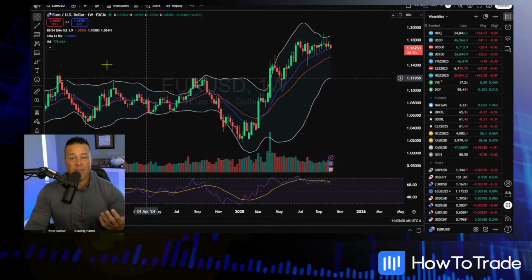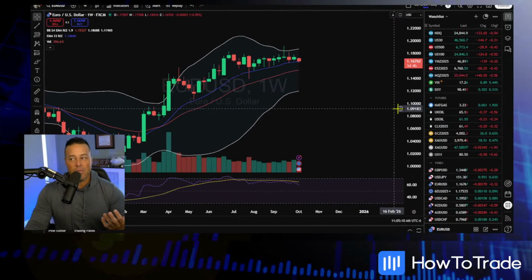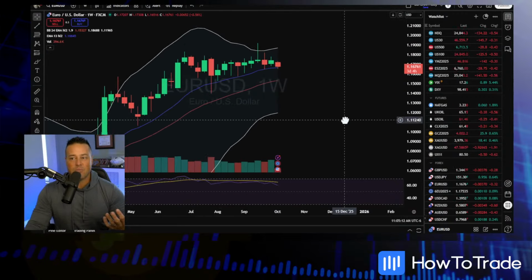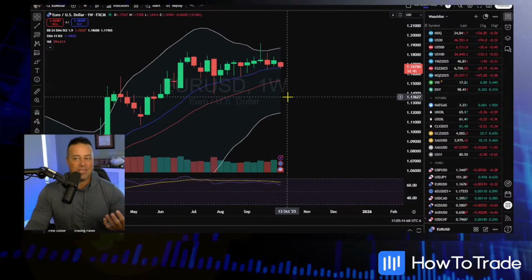Now, let's get rid of that. For an ascending triangle, there's a couple of things that typically are always present. Number one, you've got tightening price action.